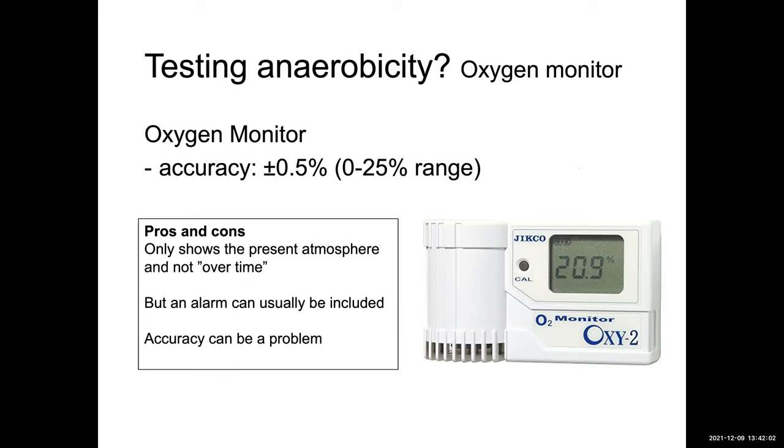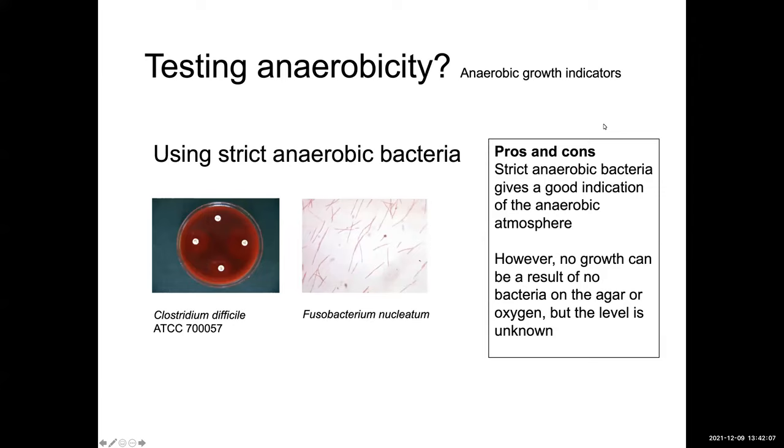So next slide. Yes, and then there's this method, which is the anaerobic growth indicators used by many. You use a very strict anaerobic bacteria, such as some Clostridium difficile and or Fusobacterium nucleatum. If they grow, you can be pretty sure that you have a very good anaerobic atmosphere. However, if there is no growth on your plate, interpretation can be a bit difficult.